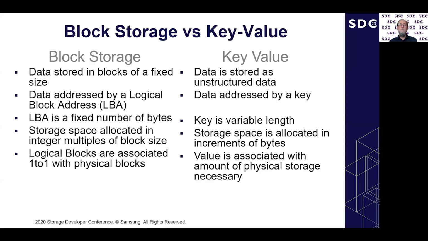Starting with the architecture, I'd like to start by just defining how key value is different than some other architectures that you may be familiar with. First off, block storage versus key value storage. Block storage, the data is stored in blocks of a fixed size. Today, that size is 4 KB, could be 8 KB. Older devices were 512 byte blocks. Key value, the data is stored as unstructured data. There is no fixed size to it. It is whatever size is defined for a particular key value pair.